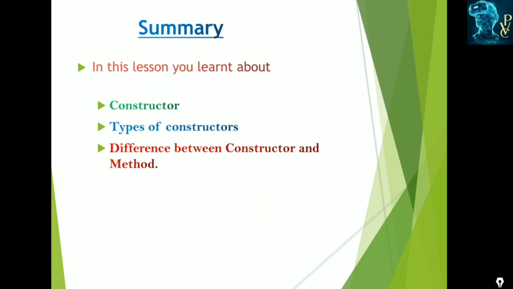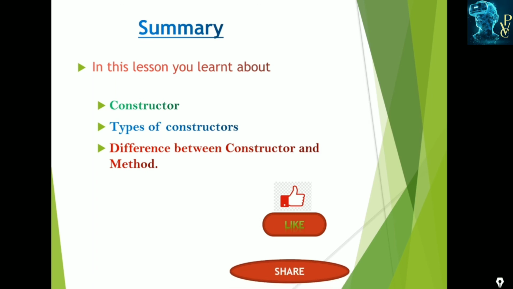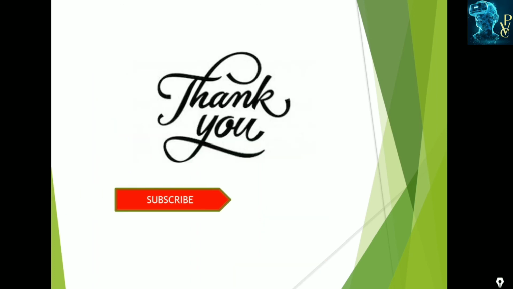In summary, in this lesson we learnt about the constructor. Constructor is a special method which is used to initialize the objects. We learnt about the different types of constructors. We have two types of constructor: default constructor and parameterized constructor. The constructor which has no arguments is called the default constructor, and the constructor which has parameters is called the parameterized constructor. And we learned the difference between the constructor and method in this video. Thank you, one and all.